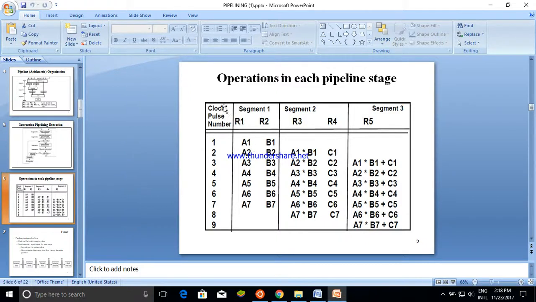Here the clock pulse numbers are from 1 to 9. We are seeing how this process gets computed in 9 clock cycles: in segment 1 the values a1 and b1 till a7 and b7 get stored in the registers.